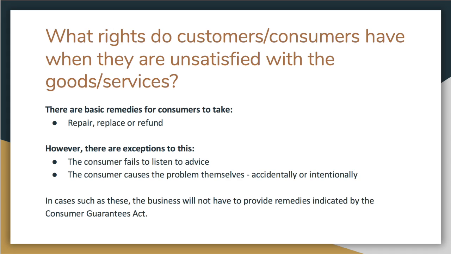For example, if the customer does not listen to the advice given or causes the problem either accidentally or intentionally. Essentially, if the consumer does something to cause a flaw, then under the Consumer Guarantees Act, the seller does not have to provide a repair, replacement, or refund.